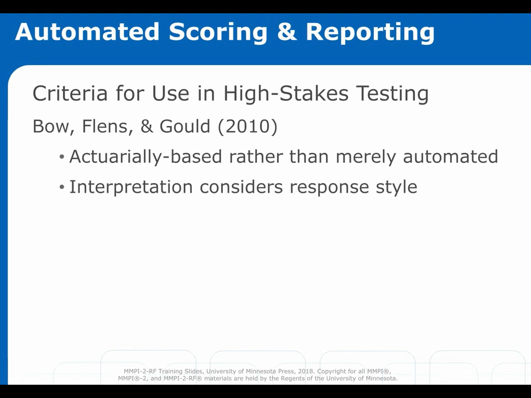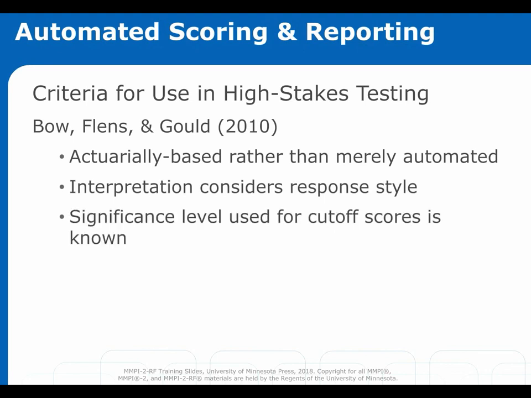MMPI-2 interpretive reports also consider the test taker's response style as indicated by their validity scale scores, and interpretations of substantive scale scores are only provided in the report if these scores reach a pre-specified threshold, such as T65 for the substantive scales.